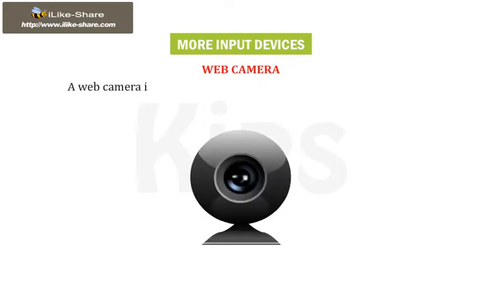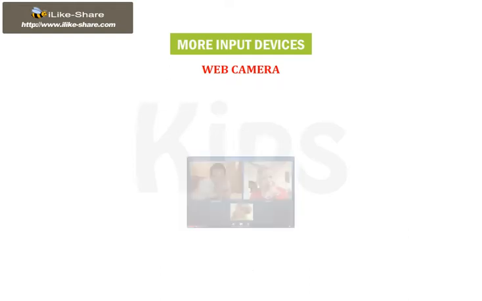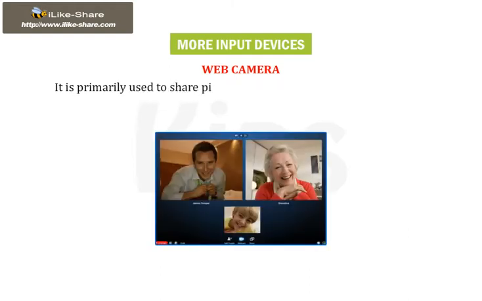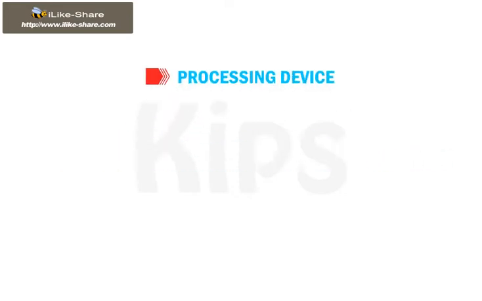Web camera. A web camera is a device connected to the computer for capturing still images and live videos. It is primarily used to share pictures and have live chat with our friends and relatives using internet. Now let us talk about processing device.